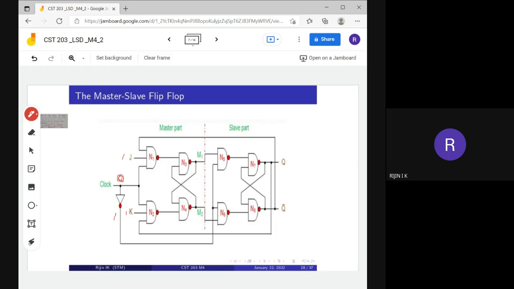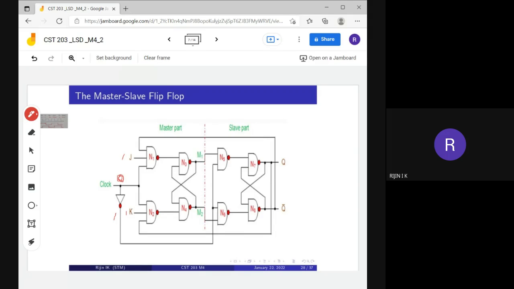At a time only one of the flip flops will be active, either master or the slave. The other one will be in the memory state. If this is active, then this input will transfer the output to here, and that will be taken from this Q. So this is how the master slave flip flop is working.